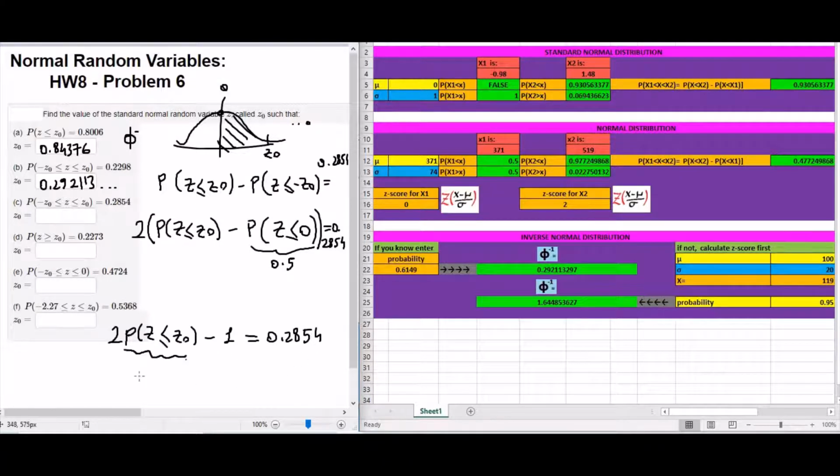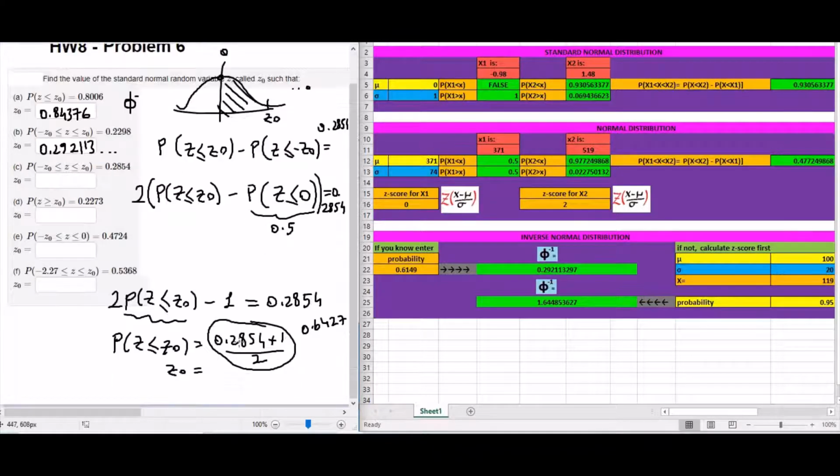And we need to isolate this term. So the probability of z less than or equal to z naught is equal to 0.2854 plus 1 divided by 2. And this value is 0.6427. And now we take the inverse of both sides. Phi inverse of this is z naught, and phi inverse of the right term, 0.6427, is equal to 0.3656. And again, you can take more digits if you wish.